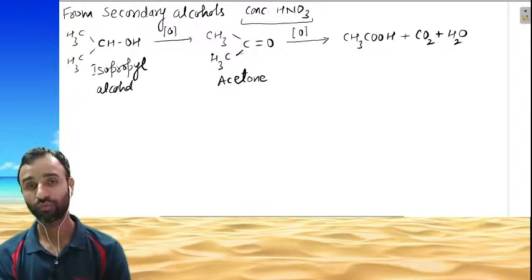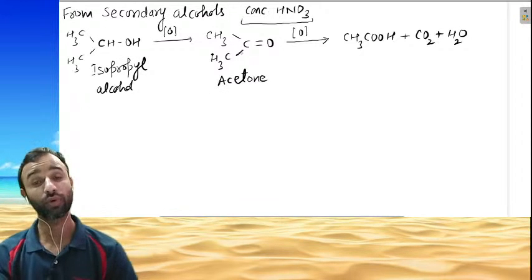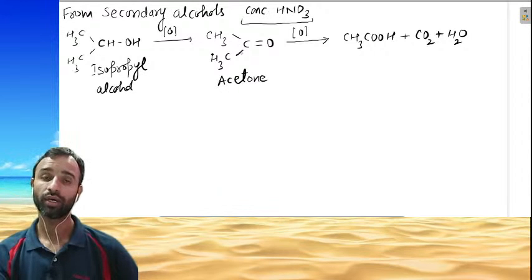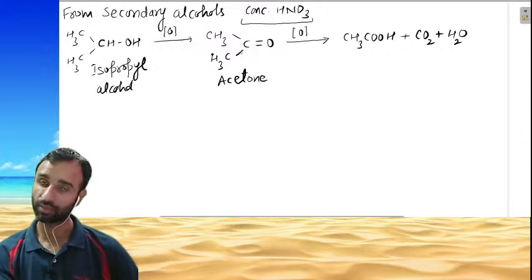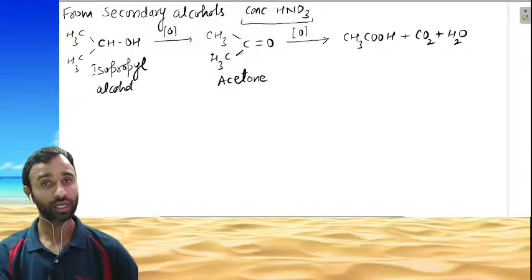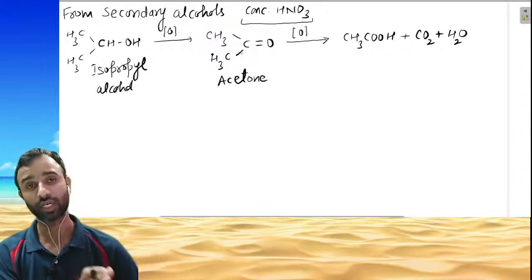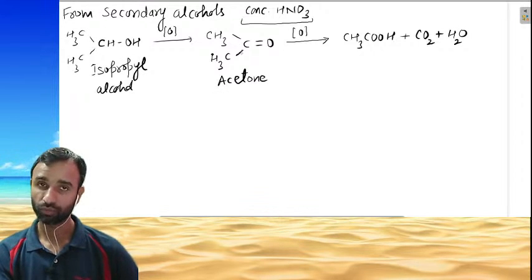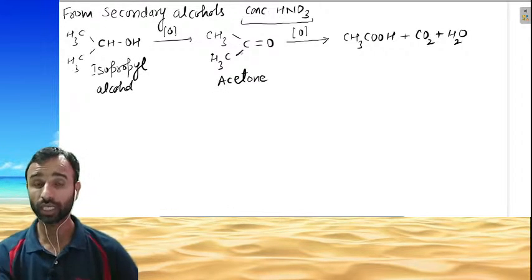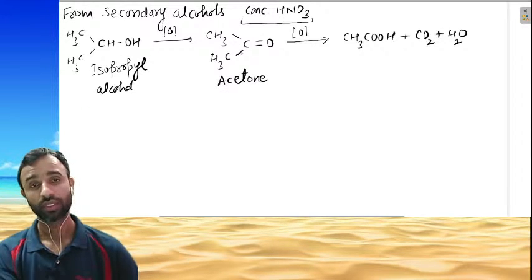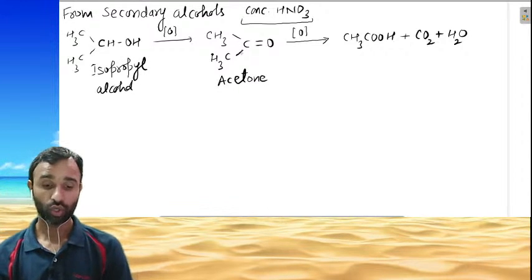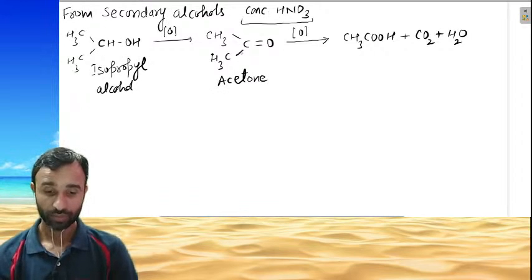In case of primary alcohol, we use acidified KMnO4 or acidified potassium dichromate, and it leads to the formation of first aldehyde with the same number of carbons, and carboxylic acid again with the same number of carbon atoms as that of the alcohol. But in secondary alcohol, first we get ketone with the same number of carbons, but carboxylic acid with a lesser number of carbon atoms than that of the alcohol. Okay, done. So this is the second method.